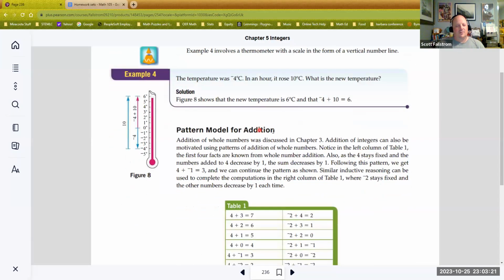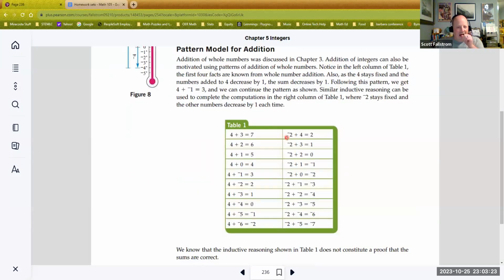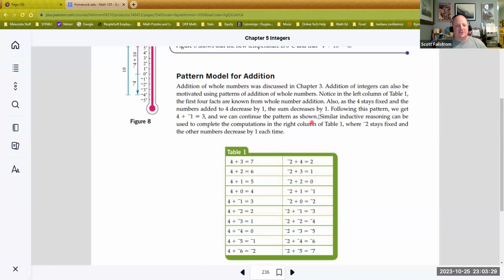And let's see here. There's a thermometer piece. There's a pattern model for addition. Yes, this is a pattern. What we've seen in the past is that patterns are good if it works out perfectly. And so that's why I don't like using patterns, because a pattern is basically a list of examples, and a list of examples is never going to give you why does that continue.